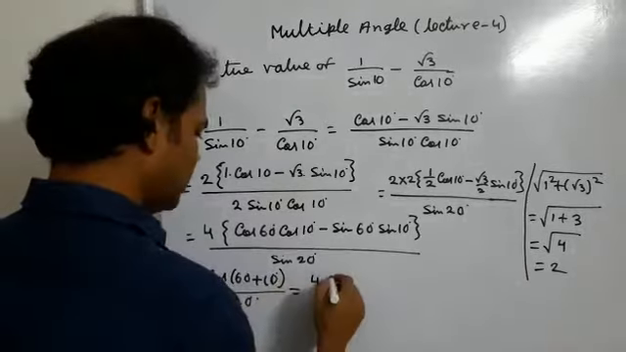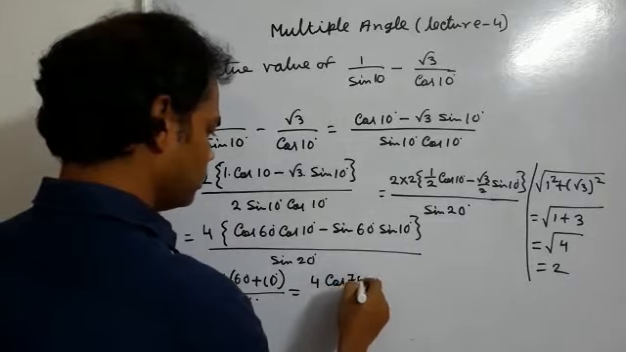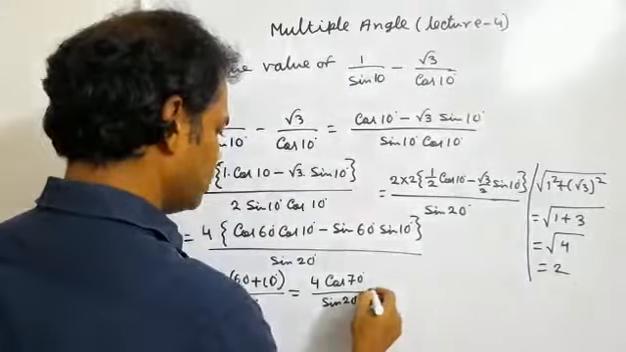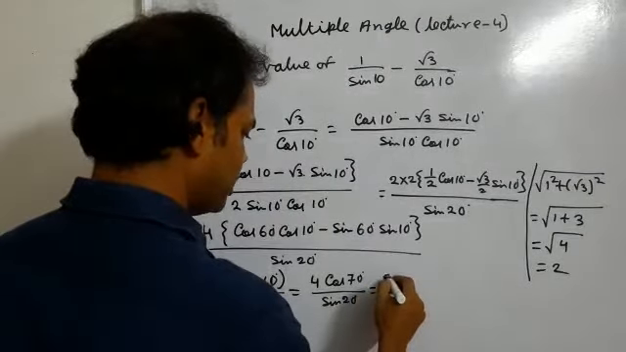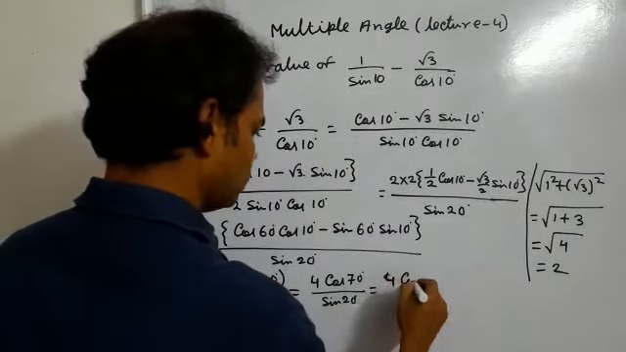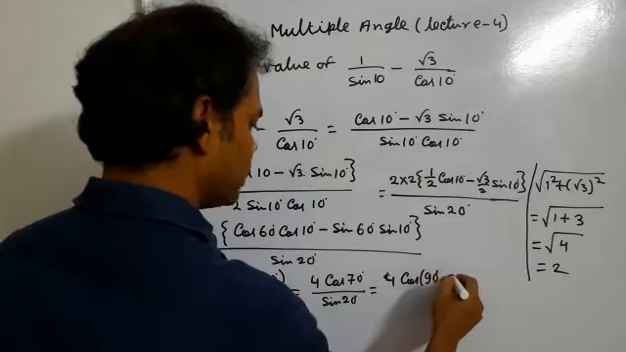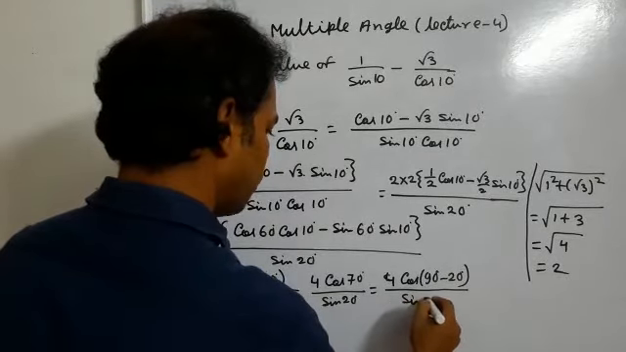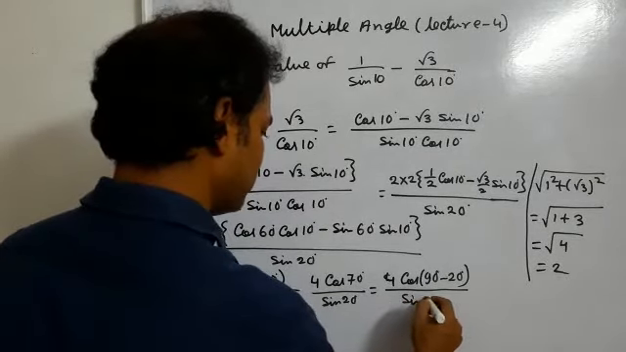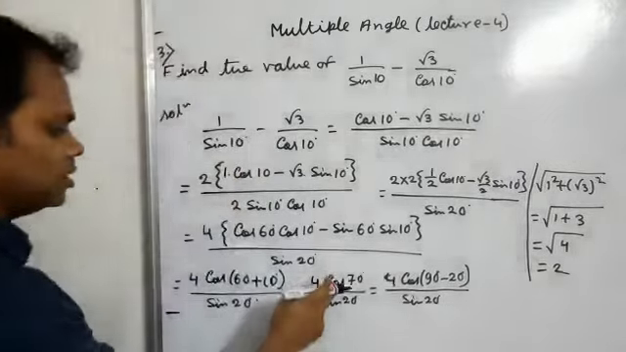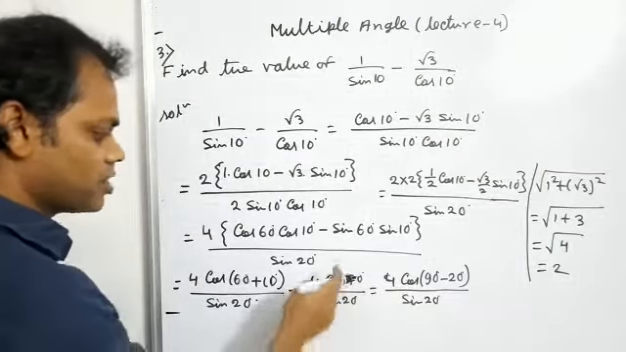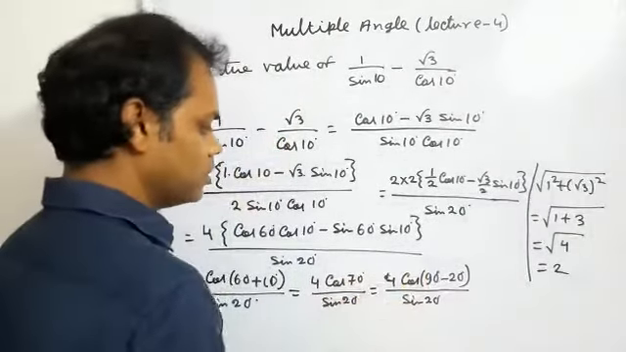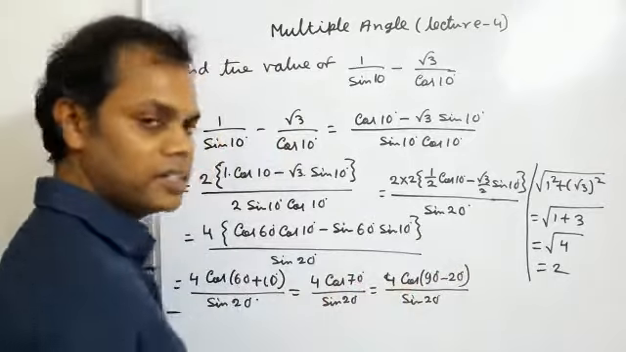4 cos 70 degree by sin 20 degree. Cos 70 can be written as cos 90 minus 20. Why do we write cos 70 equals cos 90 minus 20? Because we have to convert this cos angle to sin for cancellation, and 70 plus 20 equals 90. So we can write 70 equals 90 minus 20.